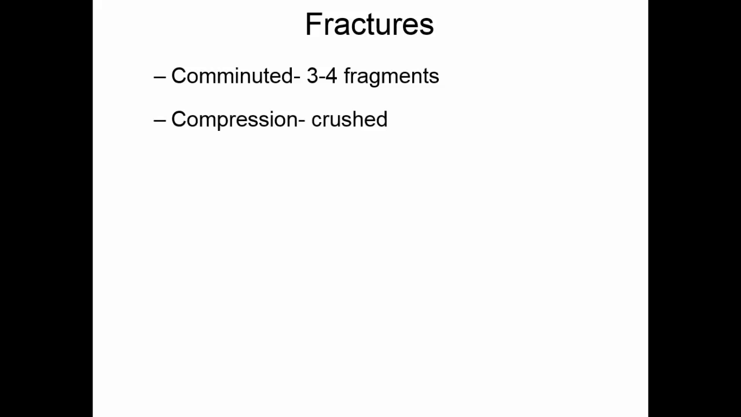We say that a fracture is comminuted if the bone is in 3 or 4 large fragments. A compression fracture occurs if the bone is crushed. We usually see compression fractures in the vertebra of people with osteoporosis. Just the weight of the body crushes the vertebra.